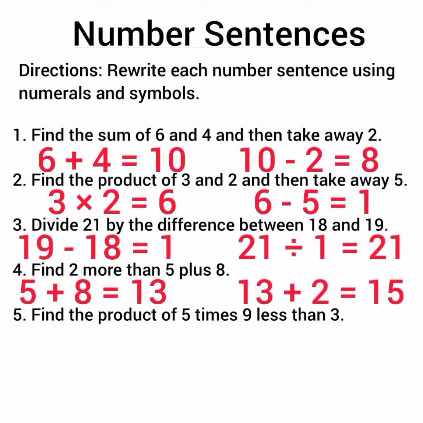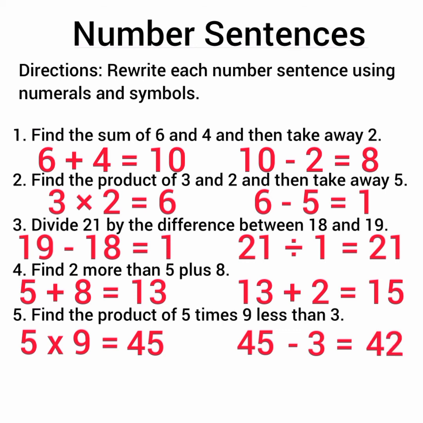Number 5 says, find the product of 5 times 9 less than 3. So again, we know what the word product means. So we're going to take 5 times 9, which equals 45, and then take 45, and then less than 3 in the next part of the sentence basically means you're going to take 45 and subtract 3, which gives you the answer of 42. And that's your answer for number 5.